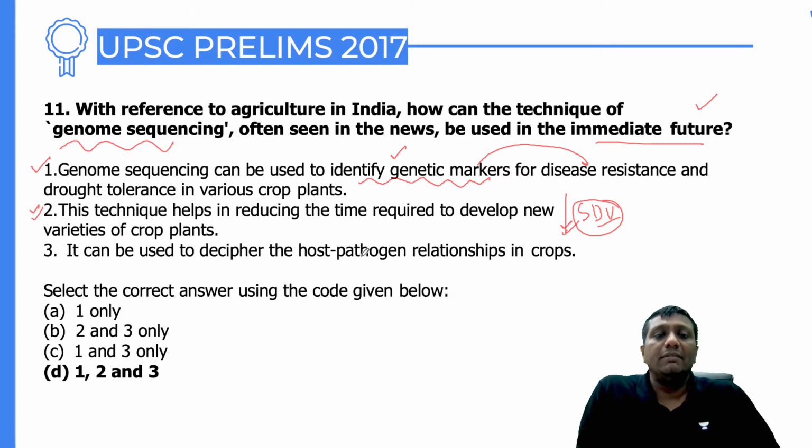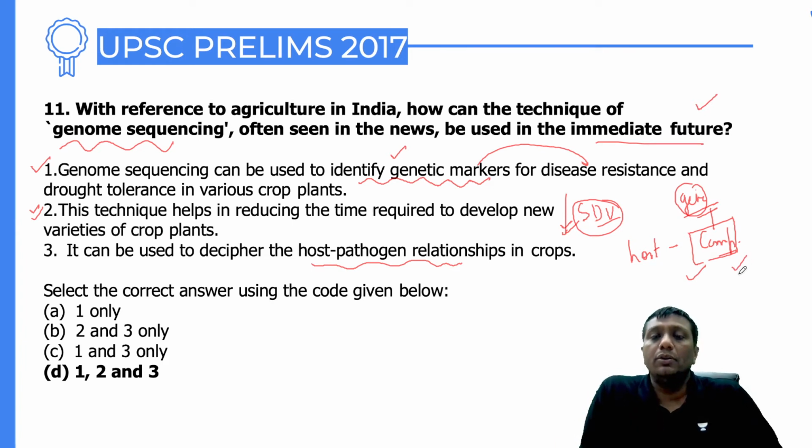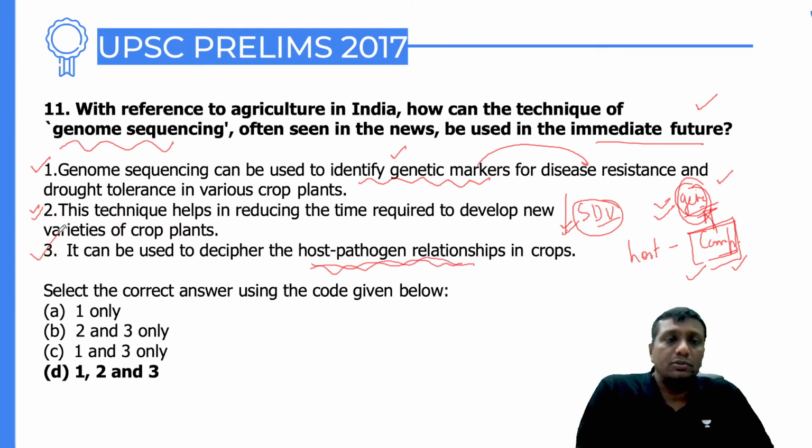Third one, it can be used to decipher the host pathogen relationship. Actually, whenever the host has some pathogen attack, pathogen means disease causing agent, the host has some compounds. Host has some compounds, and these compounds are synthesized in the host body under the influence of some genes. Because of the host, compounds like some proteins or some glycolipids are synthesized in the host body, and why does the host have this type of compounds in it? Because of genetic characters. So definitely, guys, it can be used to decipher the host pathogen relationship in the crop, because behind the crop is the responsibility of genes. So definitely with the help of genes, we can do the study of host pathogen relationship in the crop, which is also possible.